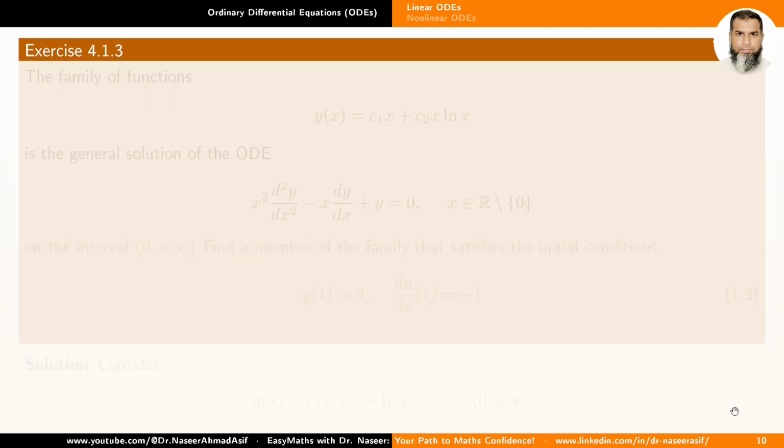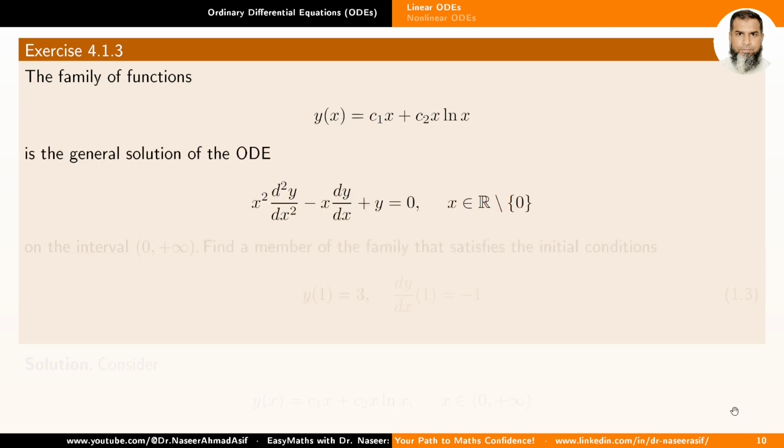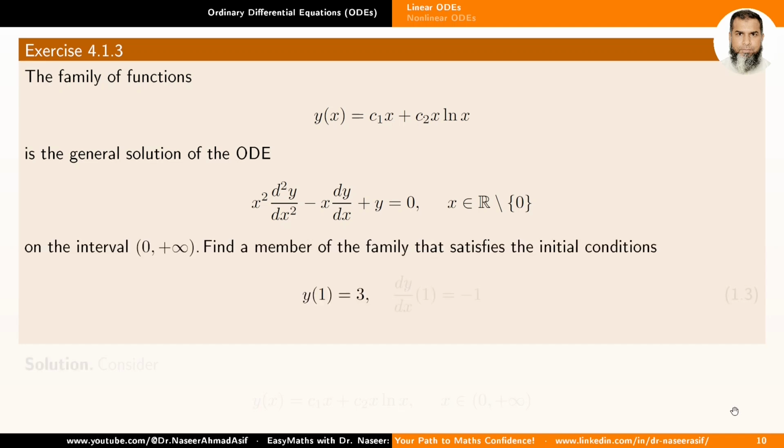Well, see another exercise. The family of functions y of x is equal to c1x plus c2 x log x is a general solution of the ODE x square d2y by dx square minus x dy by dx plus y is equal to 0, where x belongs to R other than 0. On the open interval 0 to plus infinity, find a member of the family that satisfies the initial conditions y of 1 is equal to 3, dy by dx of 1 is equal to minus 1.